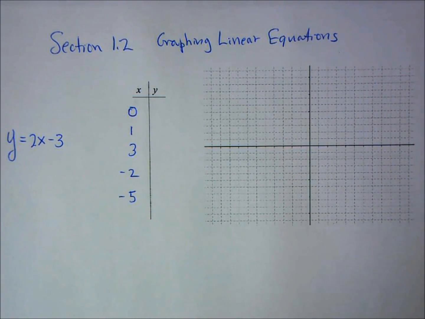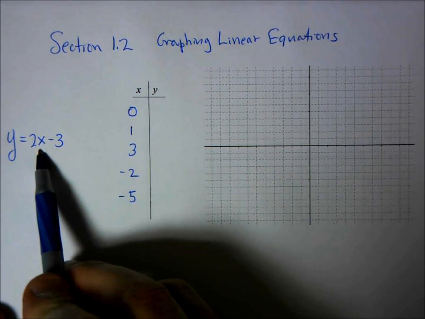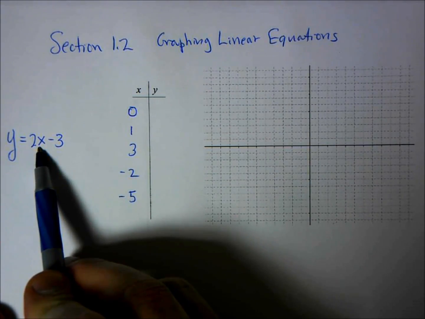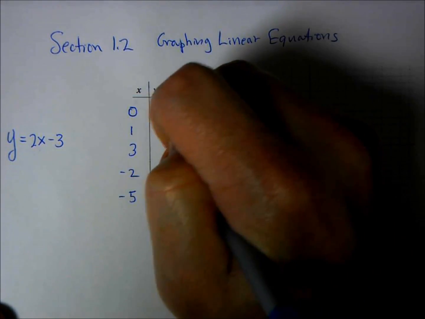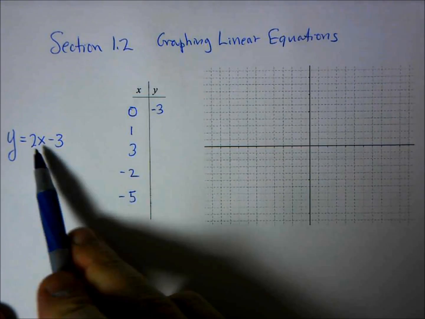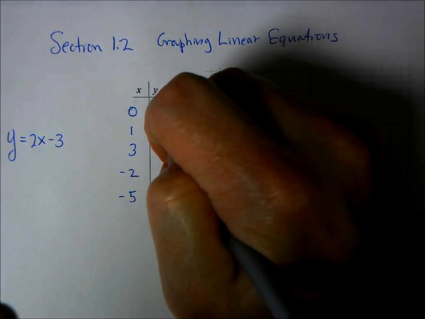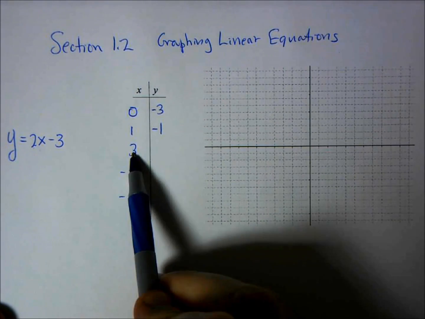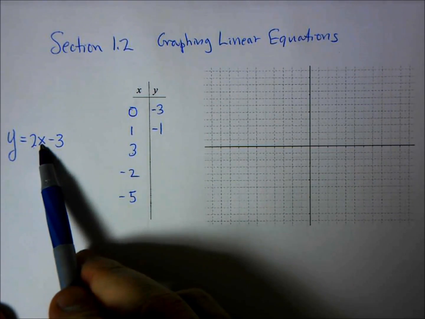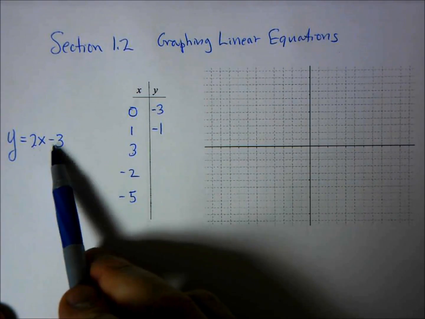A lot of students will just say, well, can I use 0, 1, and 2, and -1 and -2? And the answer is yes. Absolutely you can. Plug pretty much any numbers you want. Alright, so when I plug 0 in, plug 0 in here. 2 times 0 is 0. 0 minus 3 is -3. Plug 1 in. 2 times 1 is 2. 2 minus 3 is -1. Plug 3 in. 3 times 2 is 6. 6 minus 3 is 3.